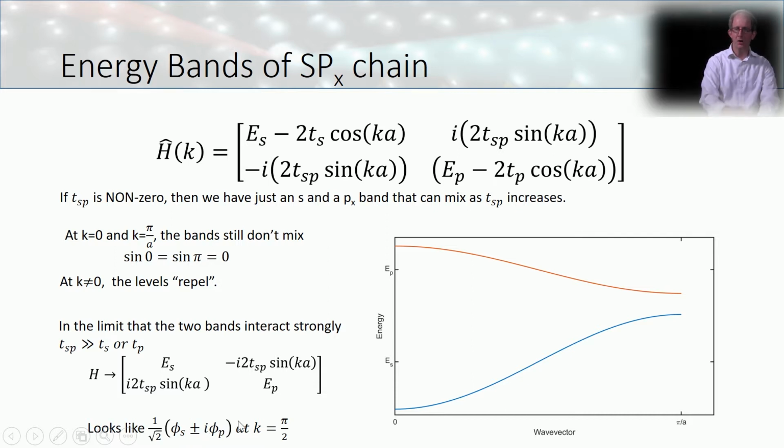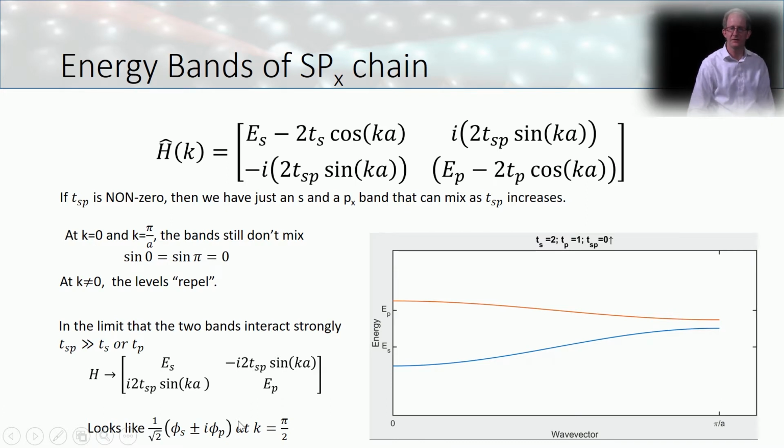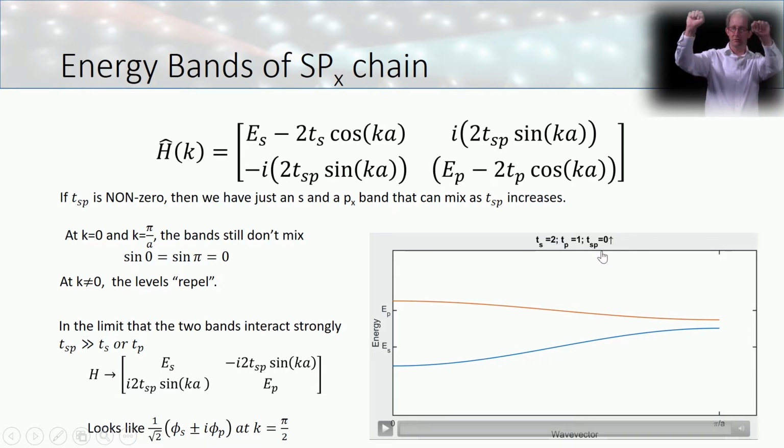Okay? But if we want to see what it looks like in the middle, I made a little video. And so this is the same parameters for the s and the p orbitals. I've just drawn them on a slightly different scale. So we have our s orbital down here, our p orbital up here. And now what's going to happen as we play this video is our transfer integral between the s and the p orbital is going to increase. And so watch what happens to these bands. Let's play this video.